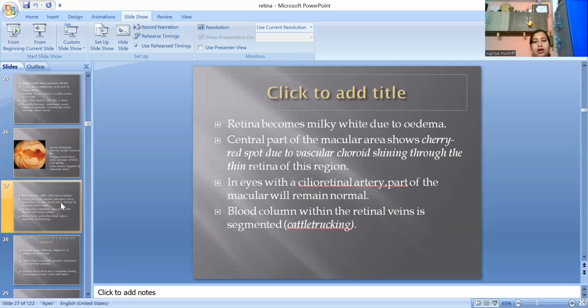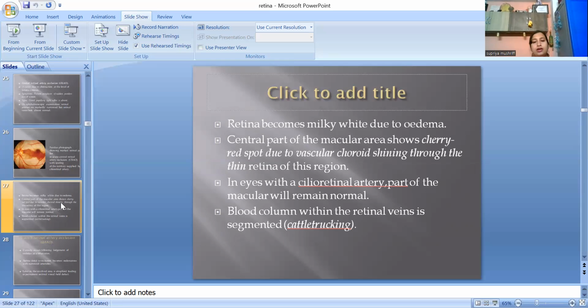In eyes with a cilioretinal artery, part of the macula will remain normal. I already told you in the previous slide, if a patient has a cilioretinal artery, then the macula will be normal, because it is an accessory artery which supplies the macula, and occurs in only 20% of the population. So they are lucky people, and even if they undergo central retinal artery occlusion, their visual acuity will not be affected, which is very rare. But most commonly, central retinal artery occlusion is an emergency condition, and in a patient who does not have a cilioretinal artery, the macula will undergo ischemia, and visual acuity will be permanently, irreversibly lost.